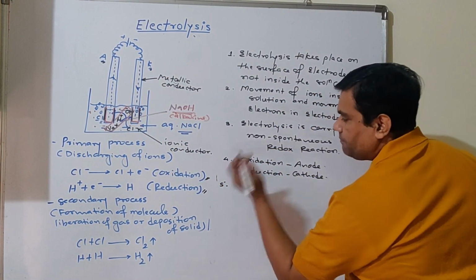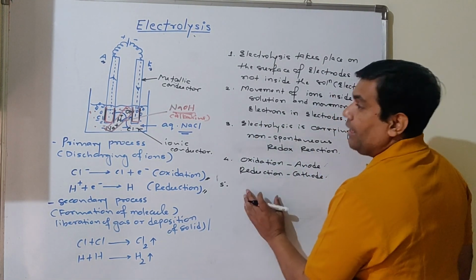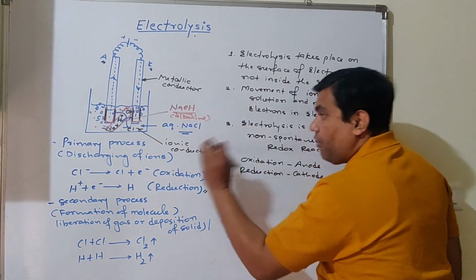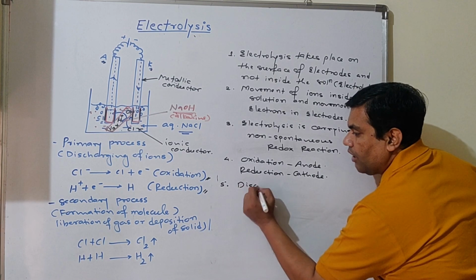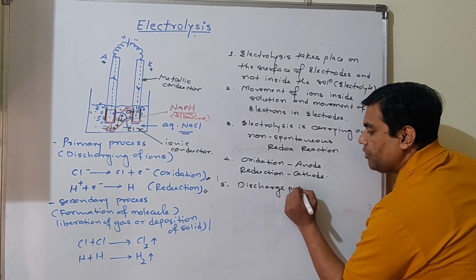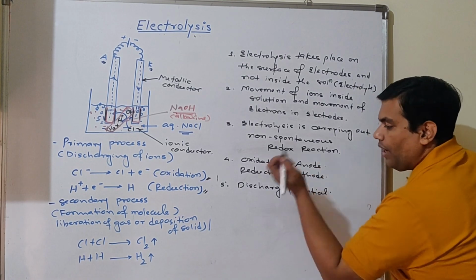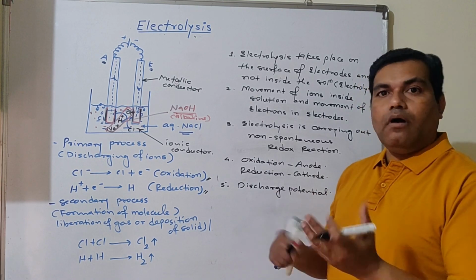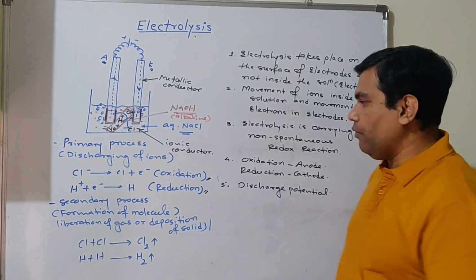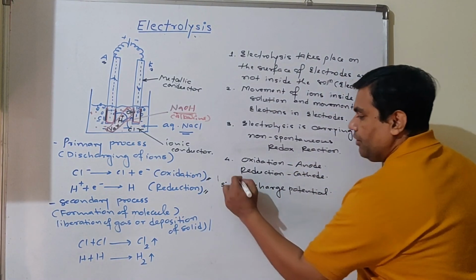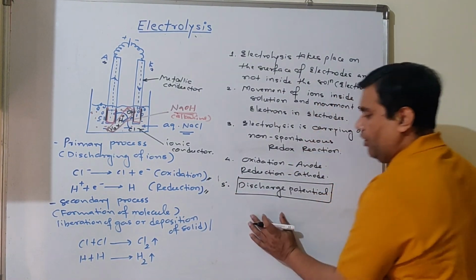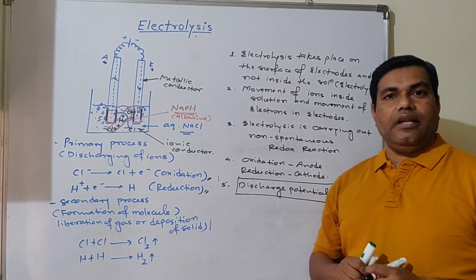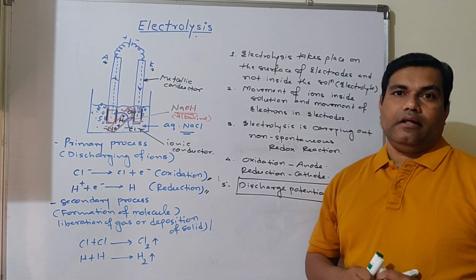The fifth one is that when we talk about electrolysis, the product formed will always depend upon the discharge potential. When there will be more than one type of ions, that means either positive or negative, then there will always be a competition, which will be decided on the basis of discharge potential. That's all about the mechanism of the electrolysis. I hope you understood the topic. Thanks a lot.